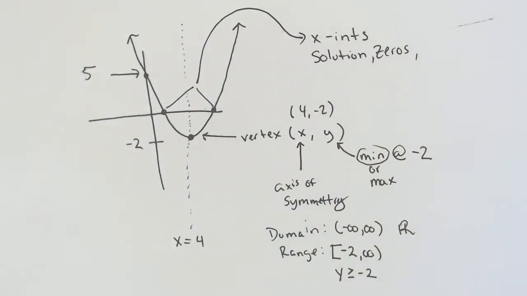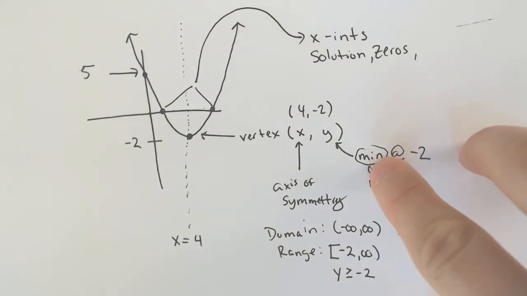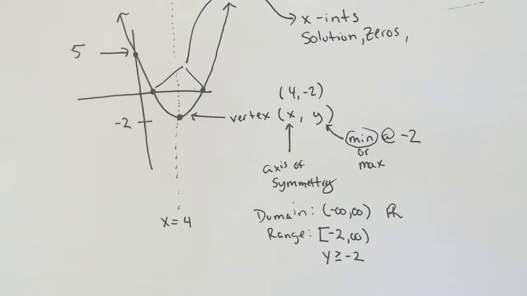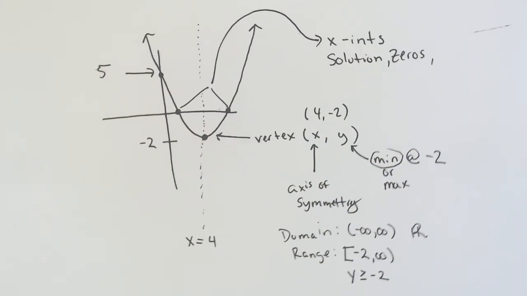The only thing that would change is if the graph faces down. If the graph faces down, then it would change from a minimum to a maximum. Everything else would remain the same. And that's the basic vocab.